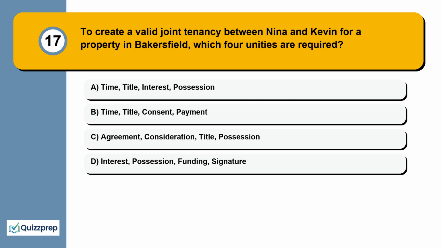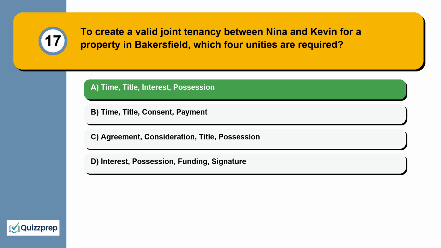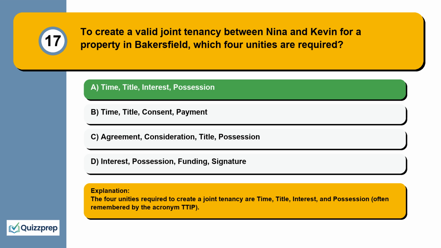Question 17. To create a valid joint tenancy between Nina and Kevin for a property in Bakersfield, which 4 unities are required? Time, title, interest, possession. Time, title, consent, payment. Agreement, consideration, title, possession. Interest, possession, funding, signature. The 4 unities required to create a joint tenancy are time, title, interest, and possession, often remembered by the acronym TTIP.